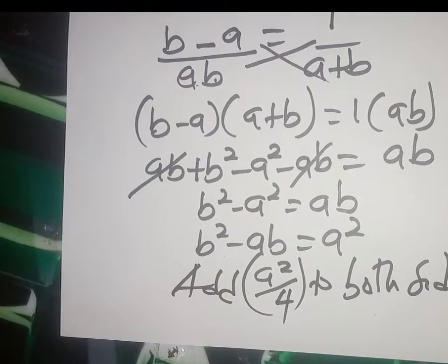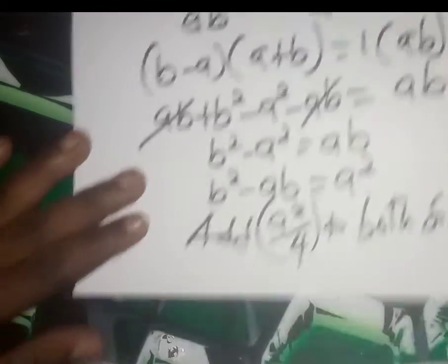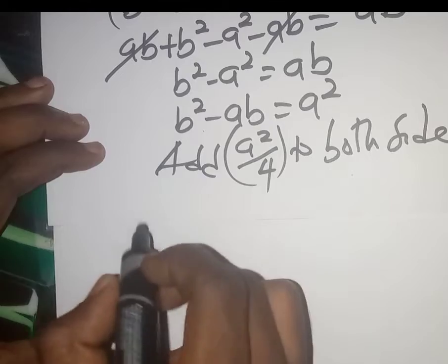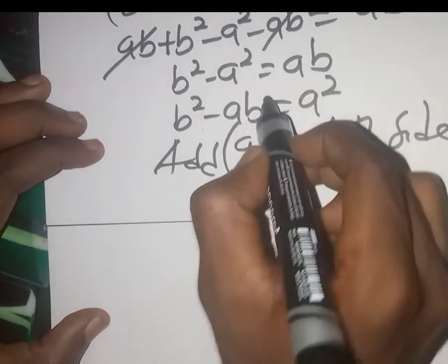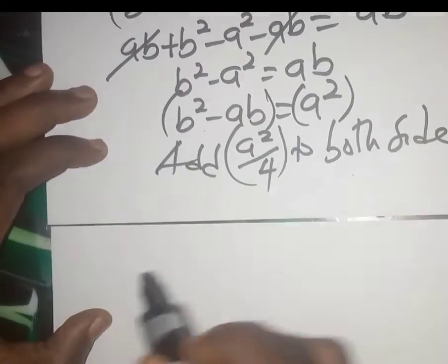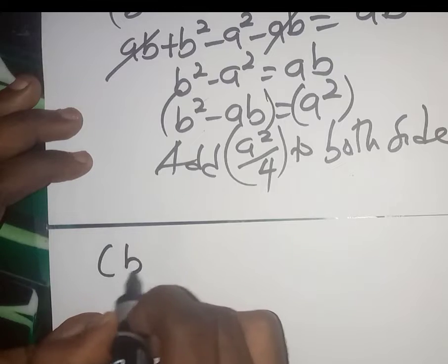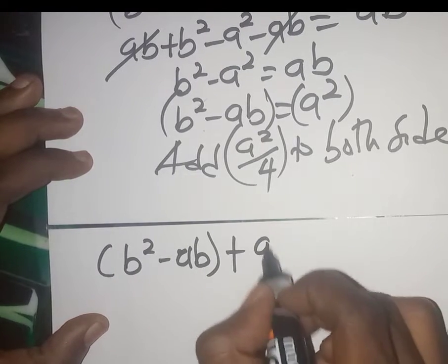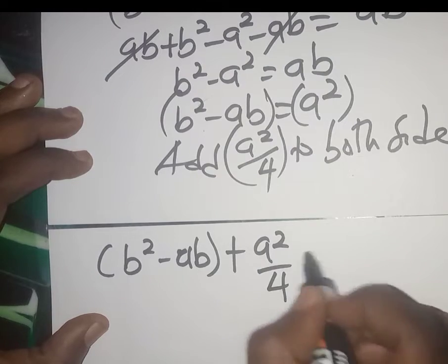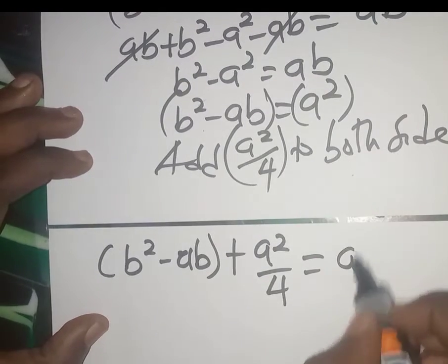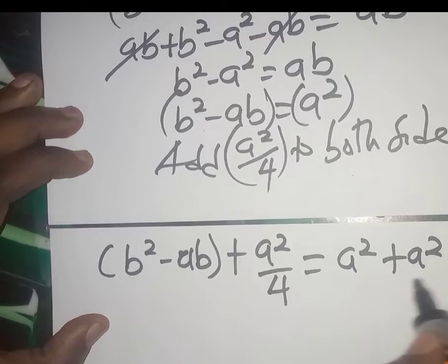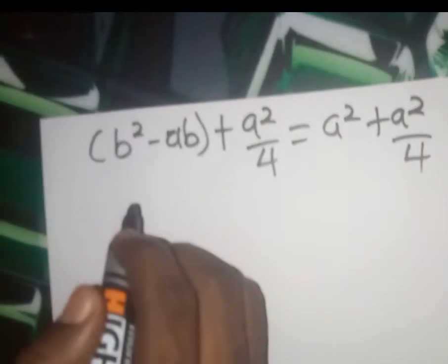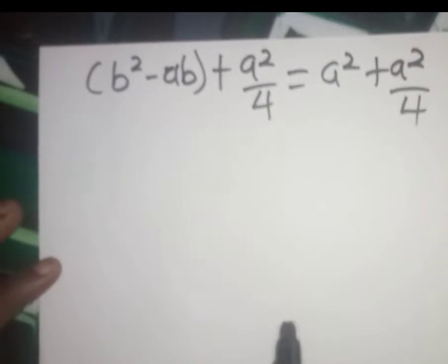Now adding that to both sides, we are basically going to get, for this side and then also this side, b squared minus ab, then plus a squared over 4, equal to a squared here plus a squared divided by 4. Right, now you realize that from here we've gotten a perfect square.